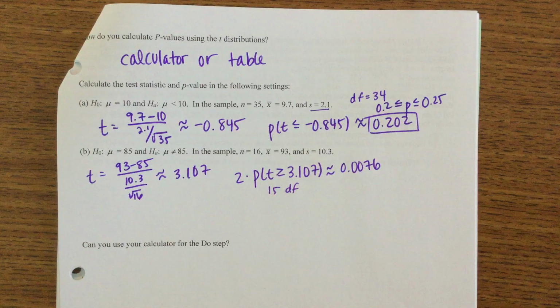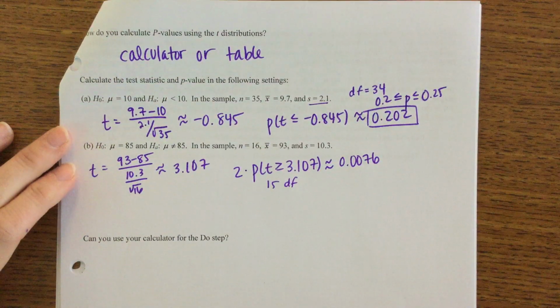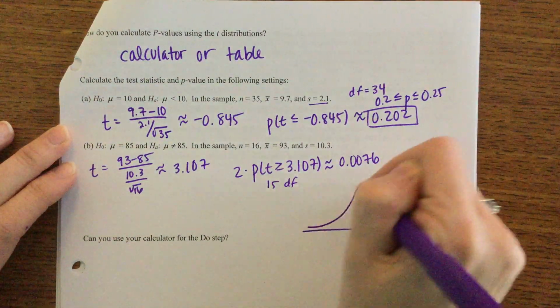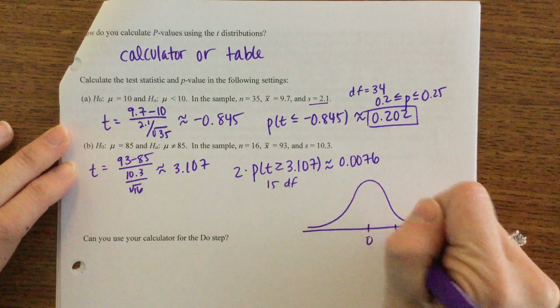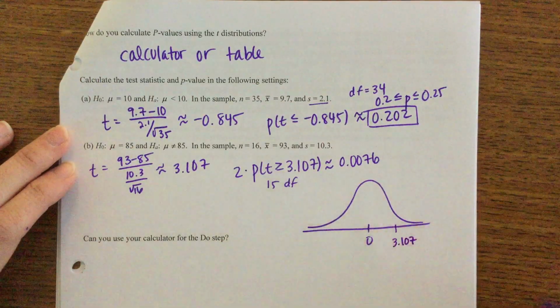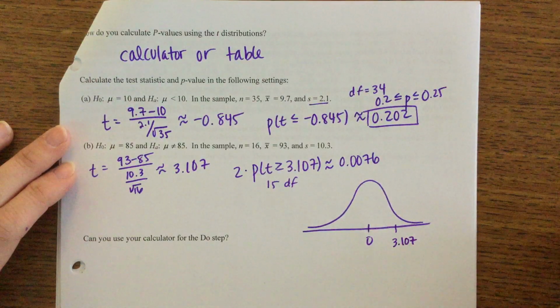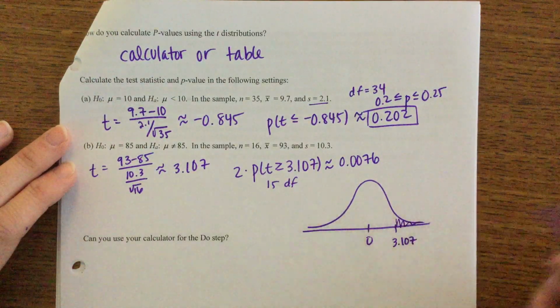Sam? How do you know to do the probability that t is greater than 3.107 and not less than? Okay, so what you do is, if you think of your figure, center is always 0. You got a test statistic up here. You are always calculating further away from the center. Okay. So in this case, further away is that way.